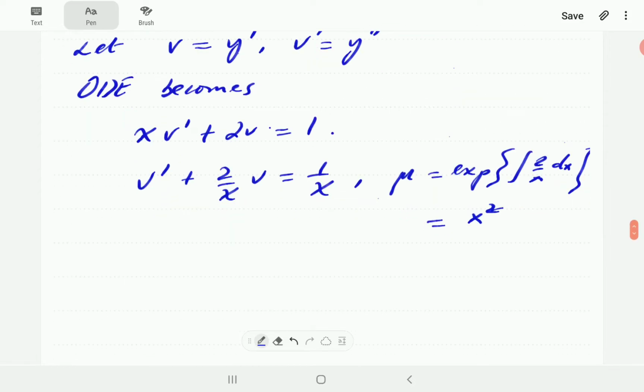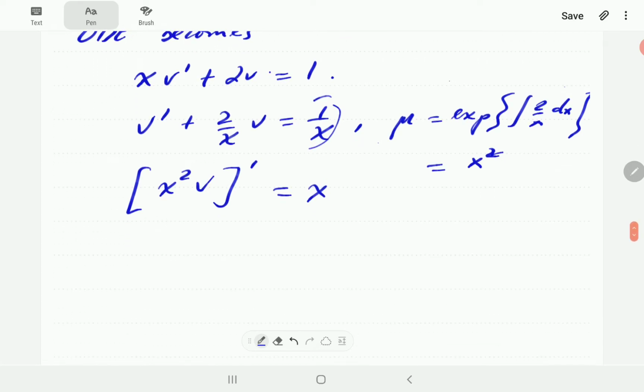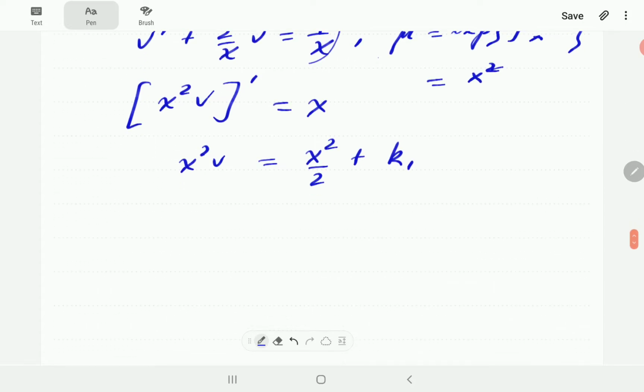And then if we multiply everything by x squared here, then this is going to give us the derivative of x squared times v equal to x. When we multiply this by x squared, we get x. Then the integral of the left hand side is going to be x squared v. The integral on the right hand side is going to be x squared over 2 plus a constant, let's call it k1.